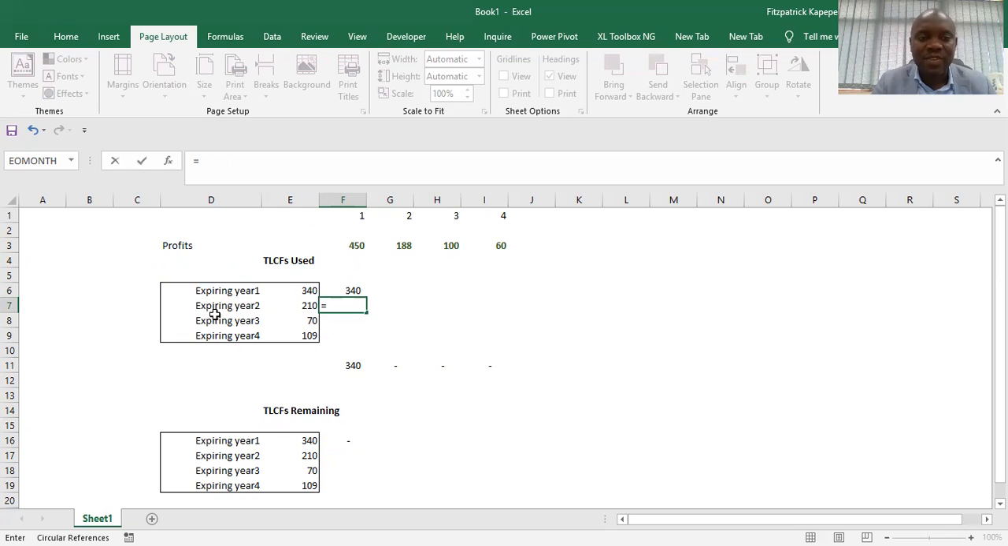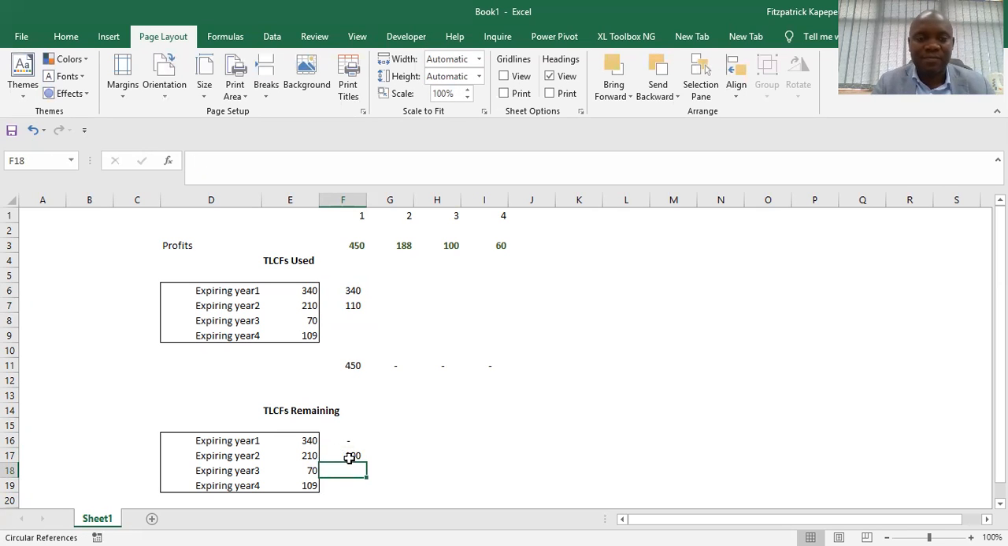It means if in year two you have 210 that can be used, and it's expiring in year two, you're actually going to use the difference of that. So you use 110. What does it mean here? It means that you're going to remain with the 100. So you have exhausted the whole thing, meaning here you remain with 770 and 109, like that.